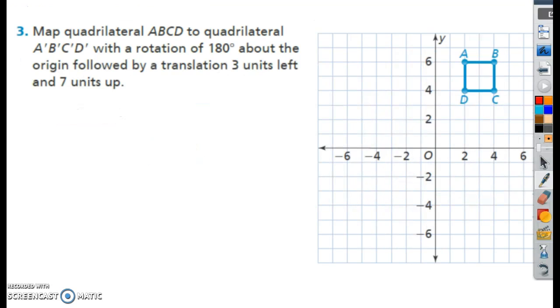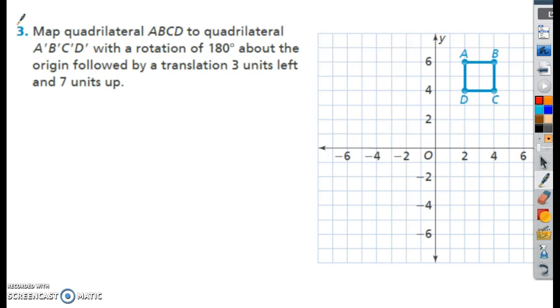Let's look at our next example. We're going to look at example number 3 on that same handout. We are going to map quadrilateral A, B, C, D to quadrilateral A prime, B prime, C prime, D prime with a rotation of 180 degrees about the origin, followed by a translation 3 units left and 7 units up. So the first thing we need to do is rotate.